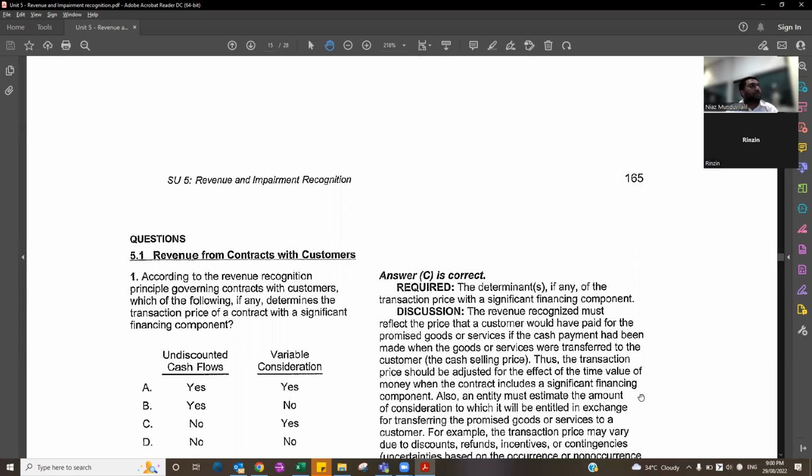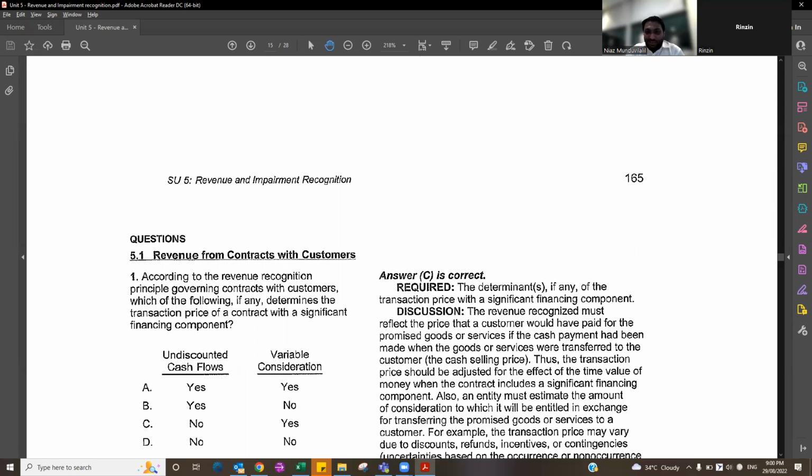Yeah, this chapter is all. Any doubts? All good? Okay. Thank you, Rinzin. It's finished.